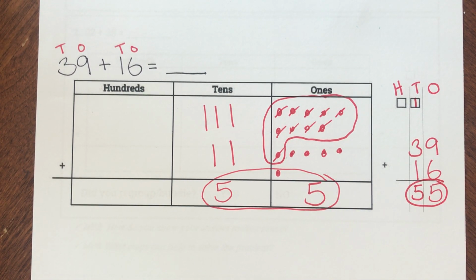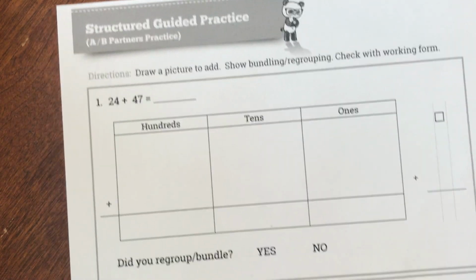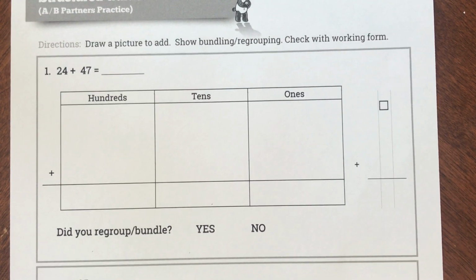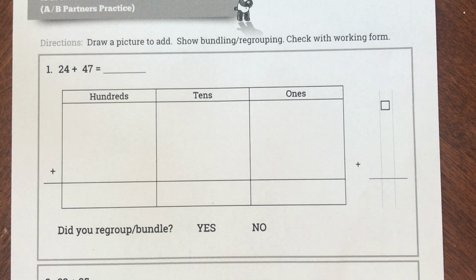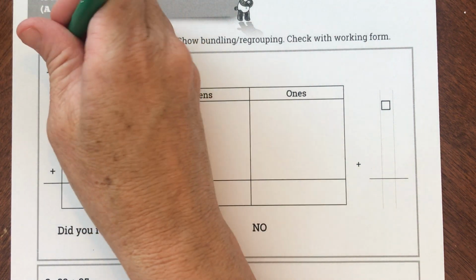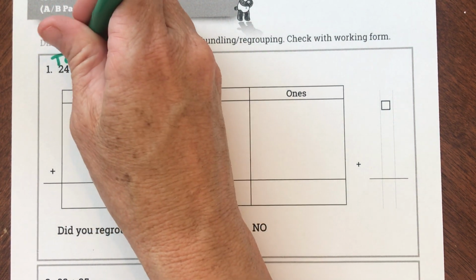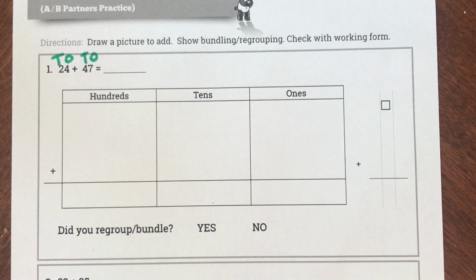Okay, friends, let's try some of these together. We are on page 208. And here's what our first problem looks like. It says 24 plus 47. Okay, let's first put our place values on top so we know when we're drawing them.